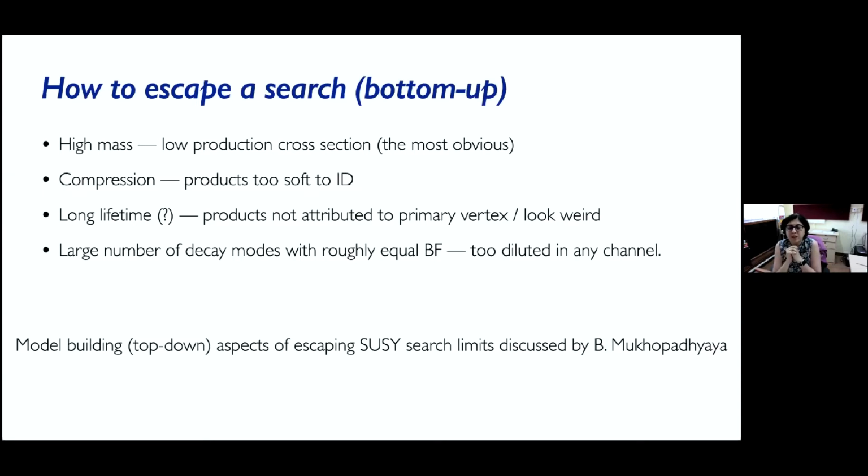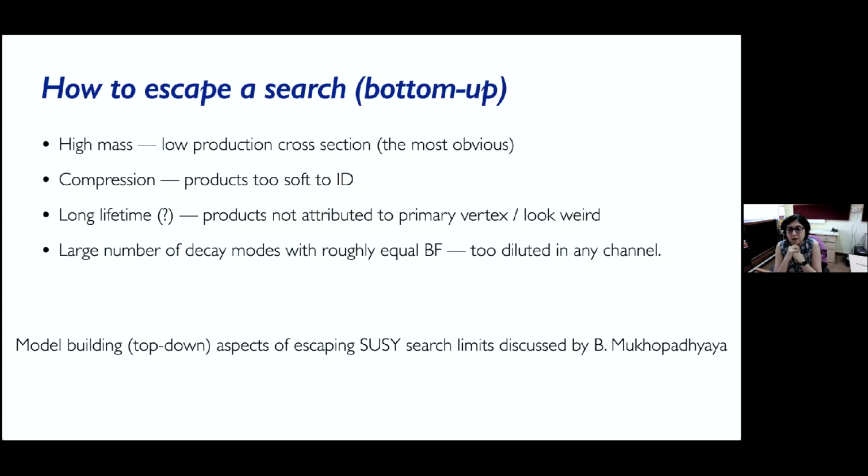The third possibility is that the particles that you produce have a long lifetime. So the products that we usually trigger on and put cuts on are not attributed to the primary interaction vertex, or they just look very strange. They look like pileup, they look like coming from somewhere else, and so we might throw them away.